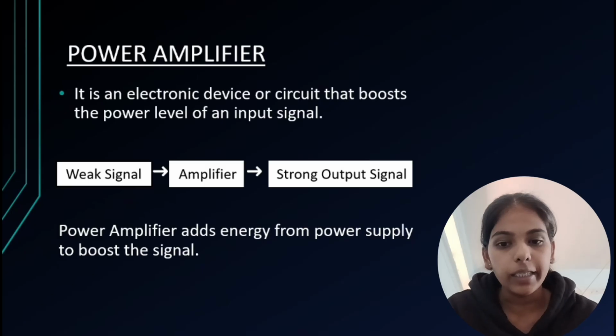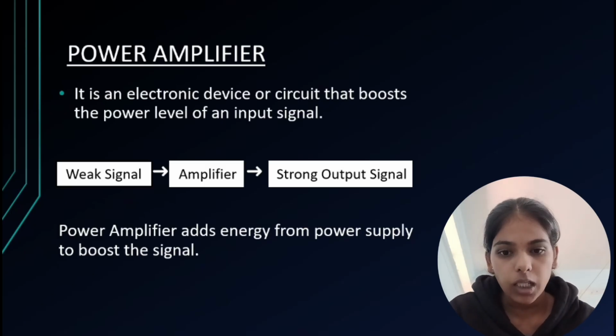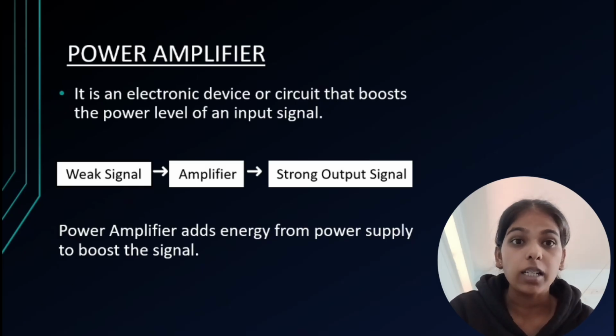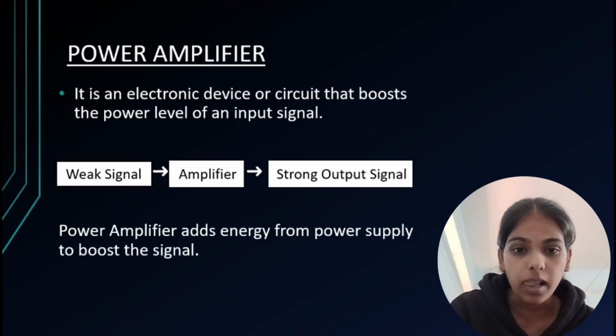As you see in this diagram, a fixed signal is applied as an input and there is an amplifier which amplifies the signal, and its amplified signal is applied to the output.